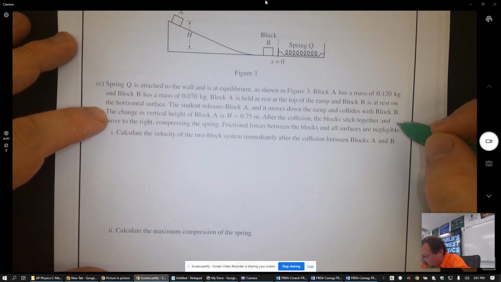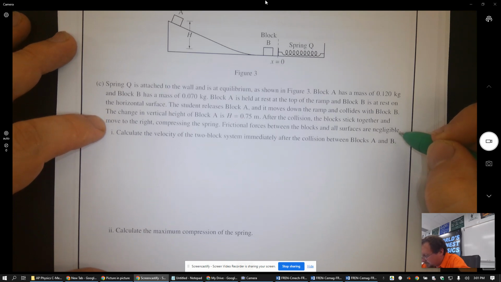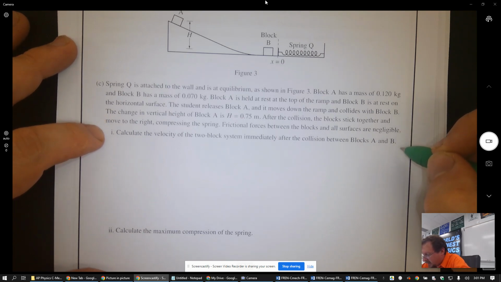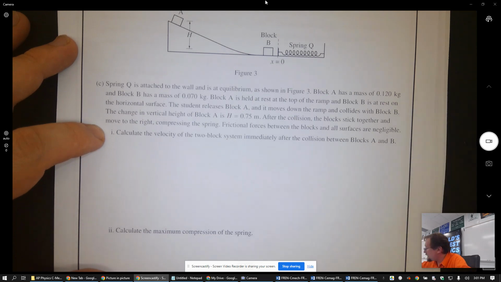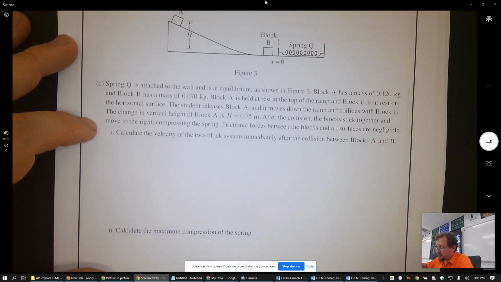The change in the vertical height of block A is that much. After the collision, the blocks stick together and move to the right, compressing the spring, no friction. Calculate the velocity of the two block system immediately after the collision. I have to do two things. I'm going to have to first do an energy.